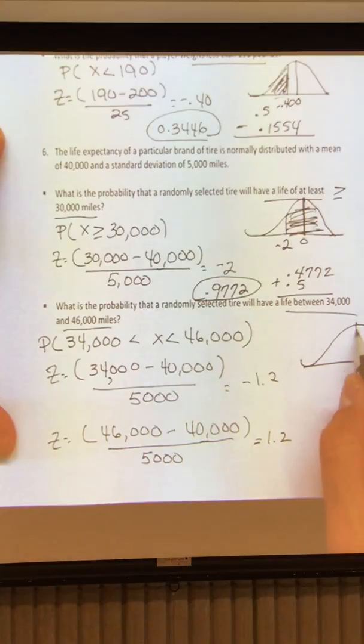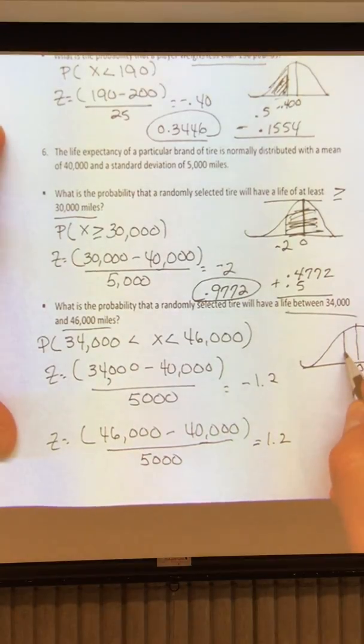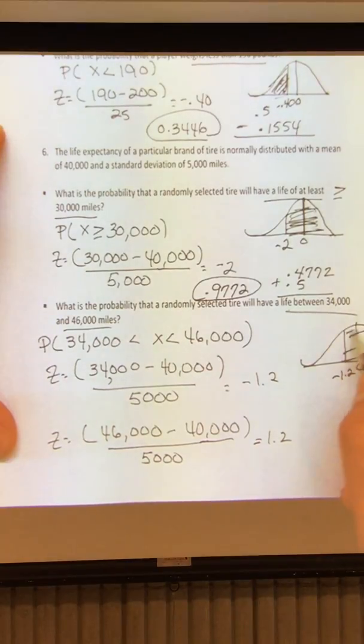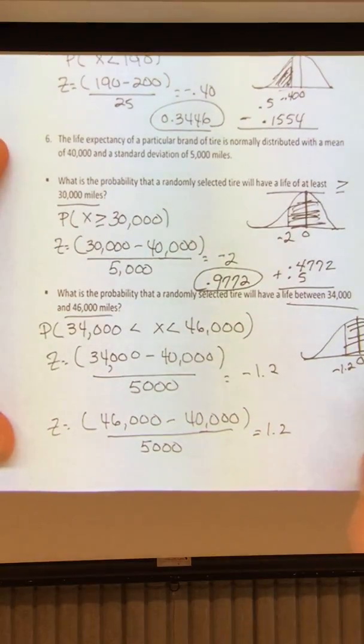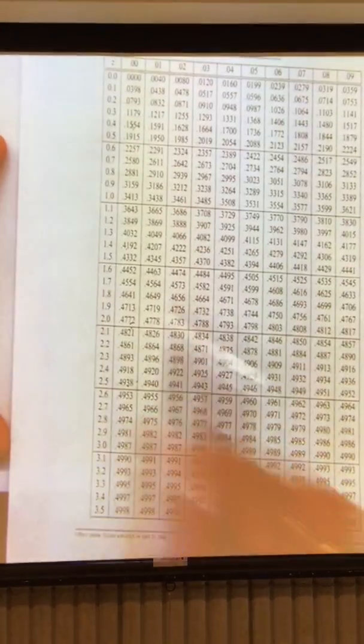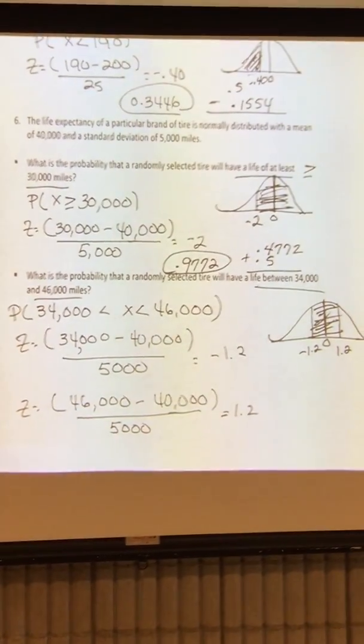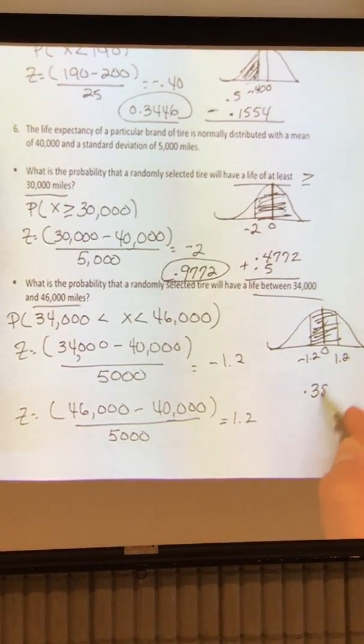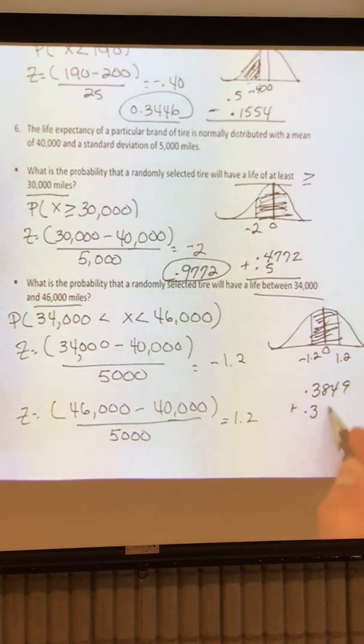Drawing a graph, again the middle is 0, so you're going from -1.2 to +1.2. So the area between here, and you're going to add those two areas, again because they're on opposite sides of the mean, or in other words, the mean is shaded. So let's look at the area of 1.2. 1.2 is 0.3849. So 0.3849 plus 0.3849 is 0.7698. And that completes chapter 7.